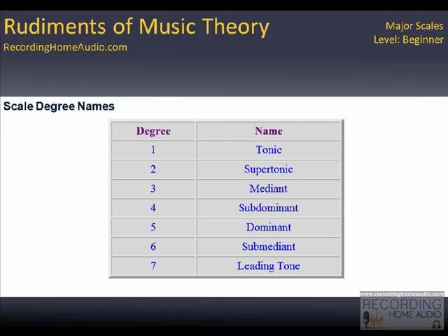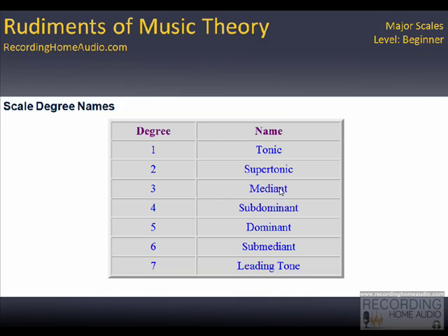Okay, scale degree names. Just quickly go over this. This is good to be familiar with. You don't have to memorize it. If we are in the key of C major, and C being the first of that scale, the C is known as the tonic. D, which is the next note in the scale of C major, which is the second degree, is also known as the supertonic, and so on.